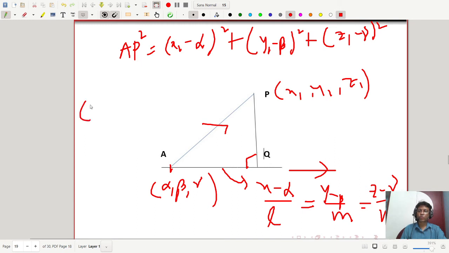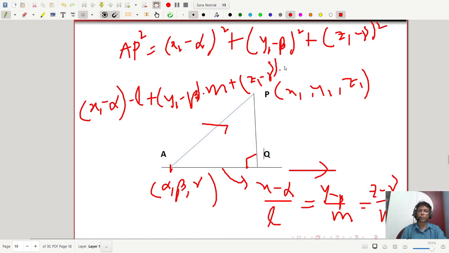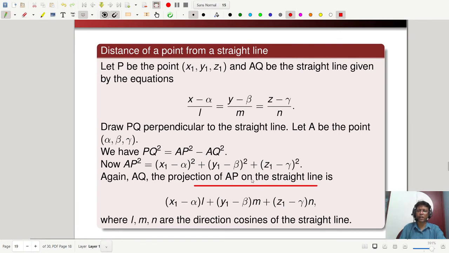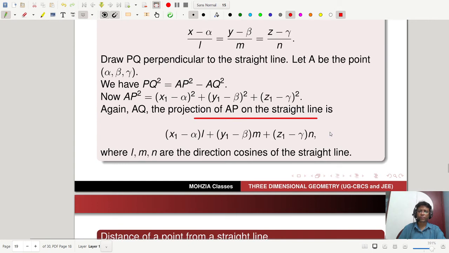So (x1 minus alpha) dot L plus (y1 minus beta) dot M, plus (z1 minus gamma) dot N. This is the projection. This is the projection AQ. AQ is actually the projection of AP in the direction of L, M, N, the direction of the vector whose components are L, M, N. So this is the projection.